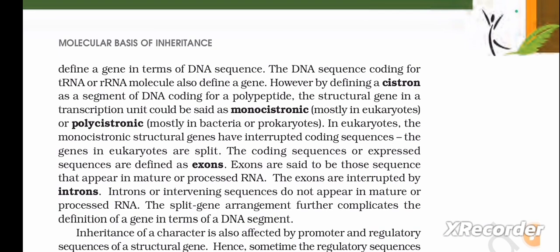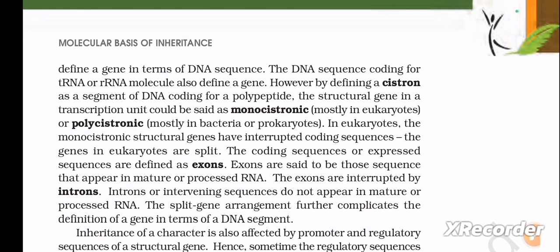However, by defining a cistron as a segment of DNA coding for a polypeptide, the structural gene in a transcription unit could be said to be monocistronic, mostly in eukaryotes, or polycistronic, mostly in bacteria or prokaryotes. In eukaryotes, the monocistronic structural genes have interrupted coding sequences. The genes in eukaryotes are split.